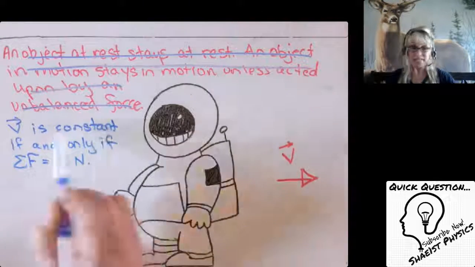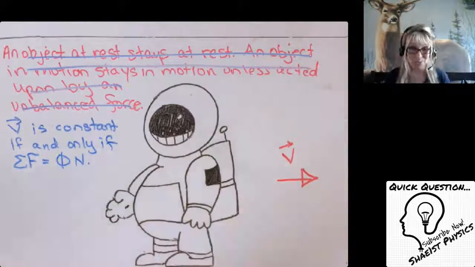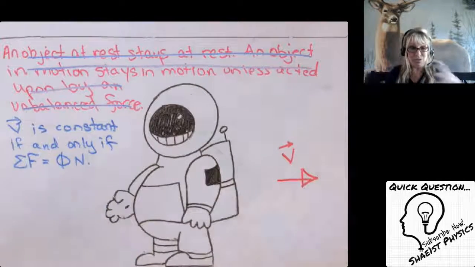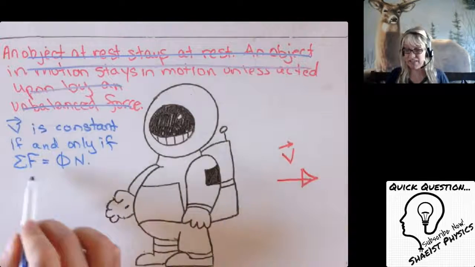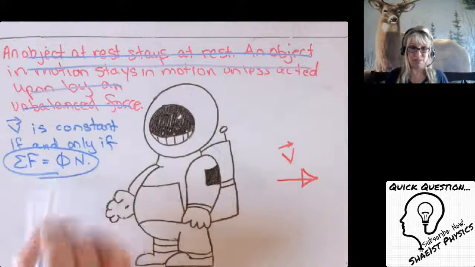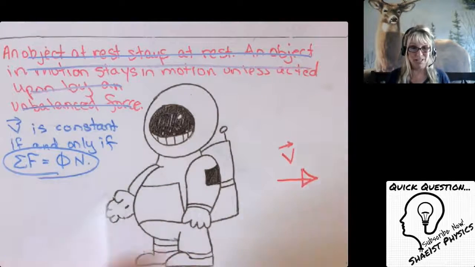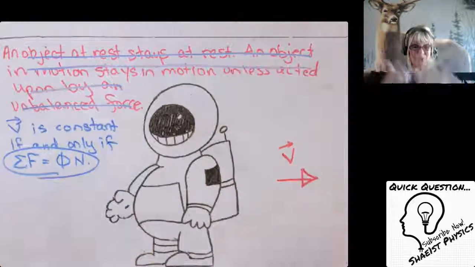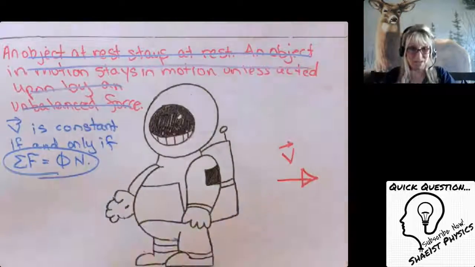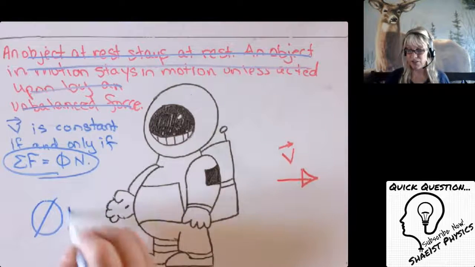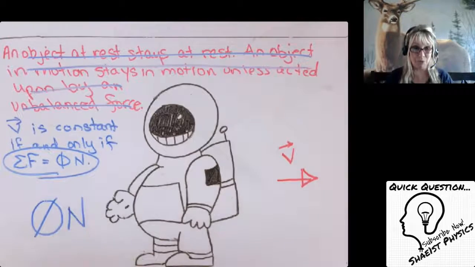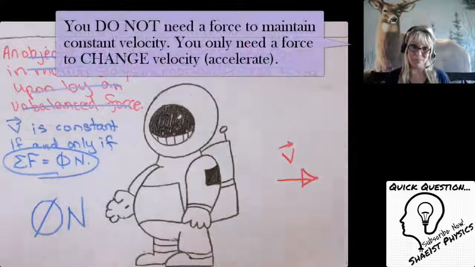So what this means is that your velocity is not going to change if the sum of all forces is 0. It also means that if all of your forces on your object added together are 0, then your velocity is constant. So how much force is needed to keep an object moving if there's no friction and if you're not under the influence of gravity? 0 newtons. You need no force to keep moving.